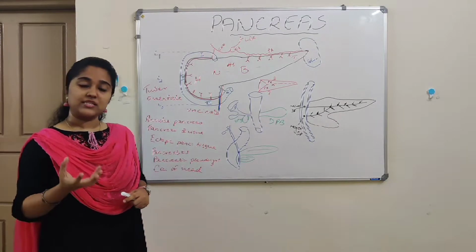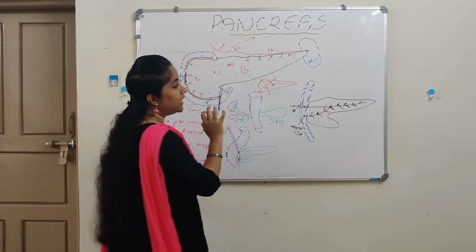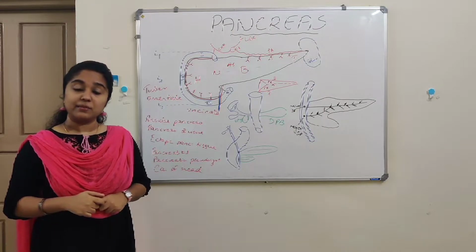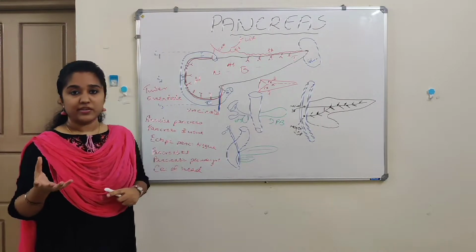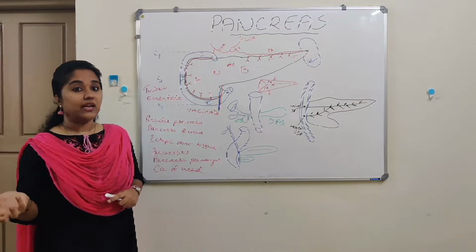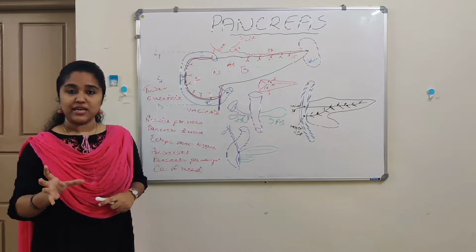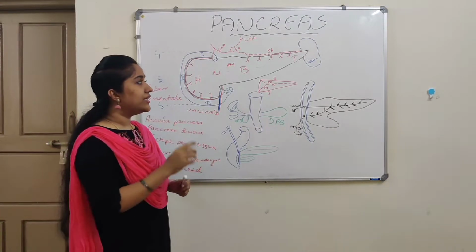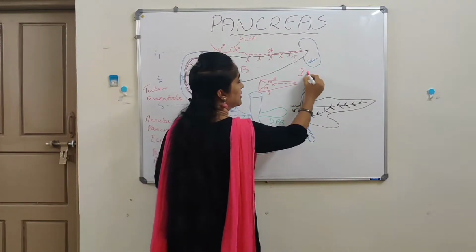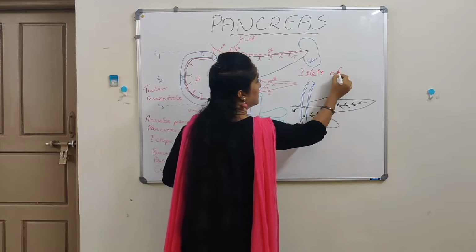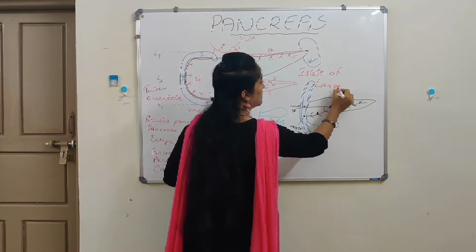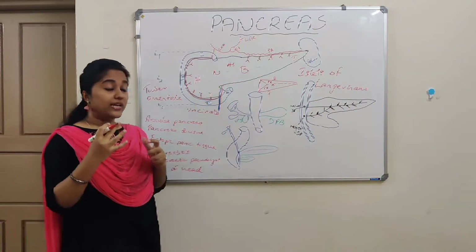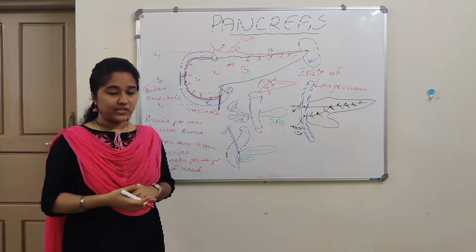Now next is the tail of pancreas. Tail, you can see it's a small region. The tail of the pancreas reaches the hilum of spleen along with the lienorenal ligament and the splenic vessels. So that's an important viva question. The tail of pancreas reaches the hilum of spleen along with the lienorenal ligament and the splenic vessels. And the importance of the tail of pancreas is that it has got islets of Langerhans. So what are these islets of Langerhans? These islets are responsible for the production of insulin and glucagon.